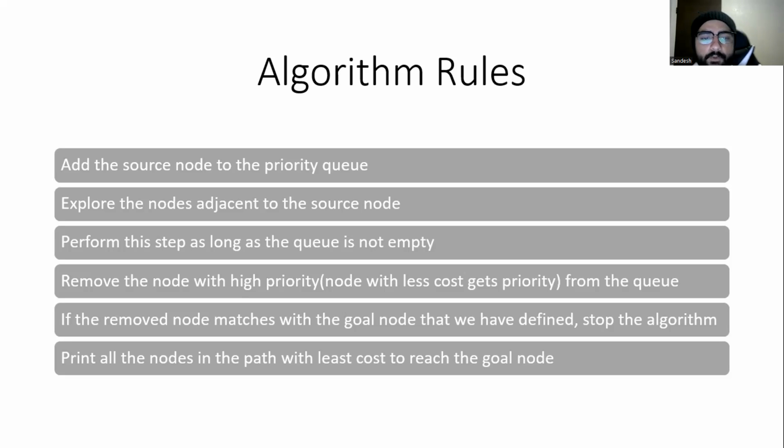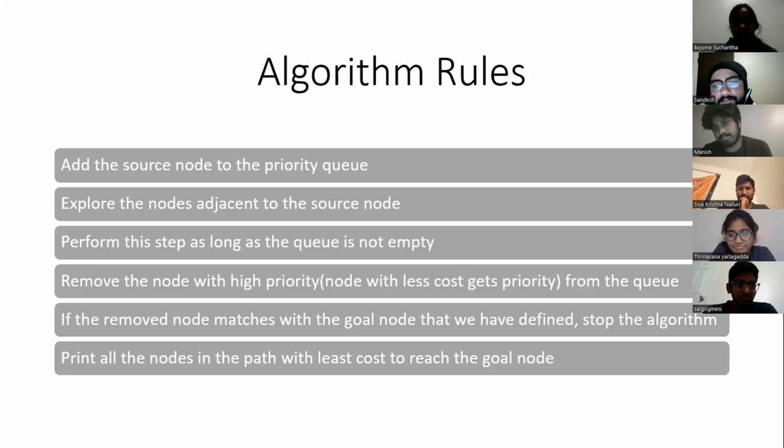If the removed node matches the goal node that we have defined, then the algorithm is going to stop since we've reached our destination. And in the end, we're going to have a travel path that goes from the source node to the destination node based on this algorithm.